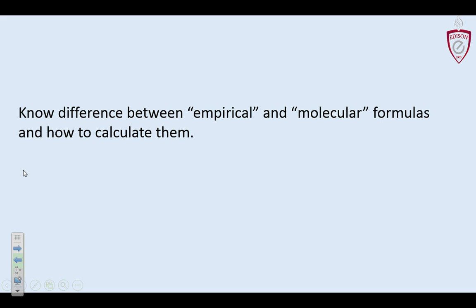And trust me, Regents isn't going to say greatest common factor. It's going to say empirical and molecular. So you got to know your vocabulary. That's the whole game right there.